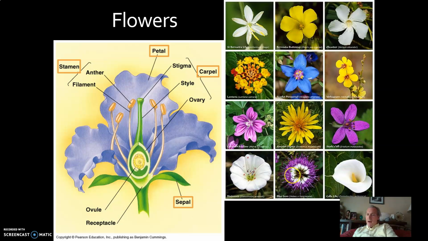Some flowers are composite flowers. These 3 here are called composite flowers, where it's not just one flower, but it's a bunch of flowers all bundled together. So things like dandelions or sunflowers are composites.